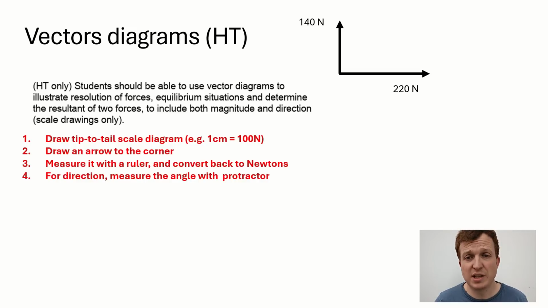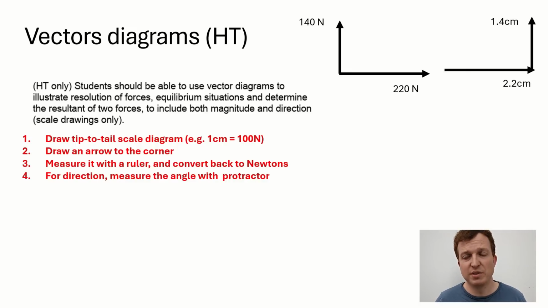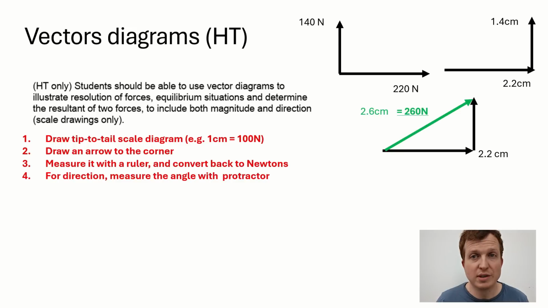So if I've got these two forces here, the first step is to draw a scale diagram tip to tail. So I'd make, say, 140 newtons 1.4 centimeters, 220 could be 2.2, you could double that, whatever scale you use. You don't have to use 1 centimeter equals 100 newtons, just stick to your scale. Once we've drawn those arrows in, we then draw a resultant force arrow that goes from the corner where you started to the end of the second arrow. So in here I've drawn it in green. Then you measure with a ruler, so in this case this happens to be 2.6 centimeters, that will be 260 newtons.